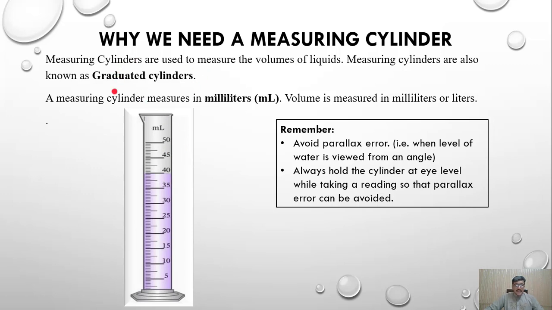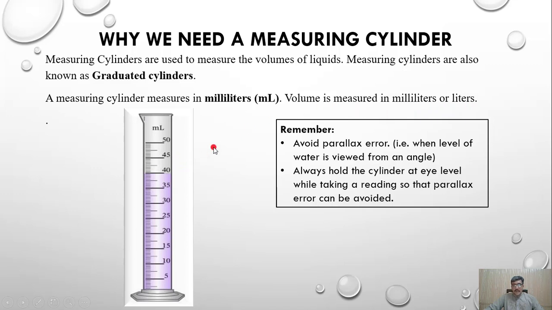A measuring cylinder measures in milliliters. Volume is measured in milliliters or liters. Sometimes we also measure volume in cubic centimeters.